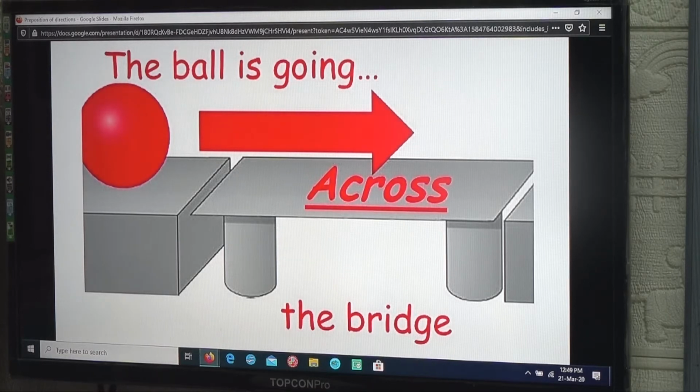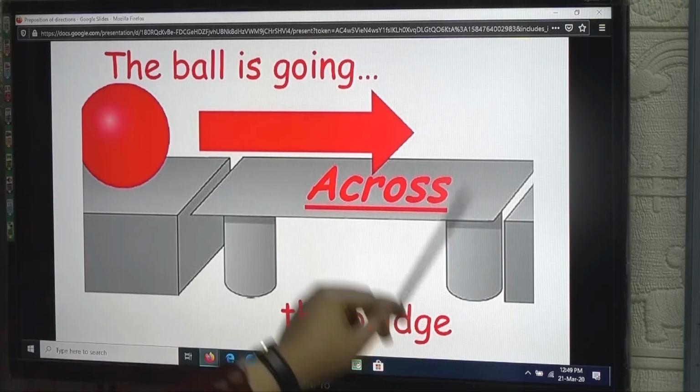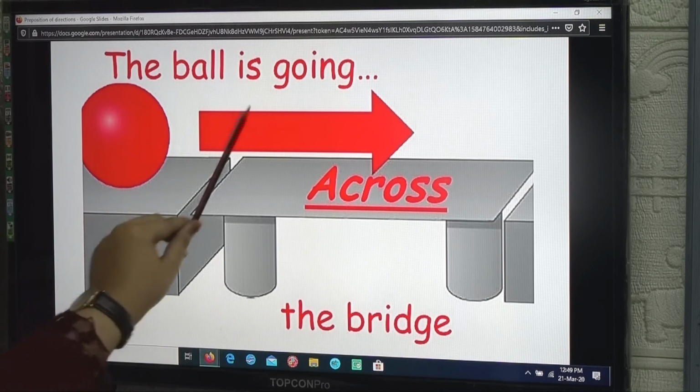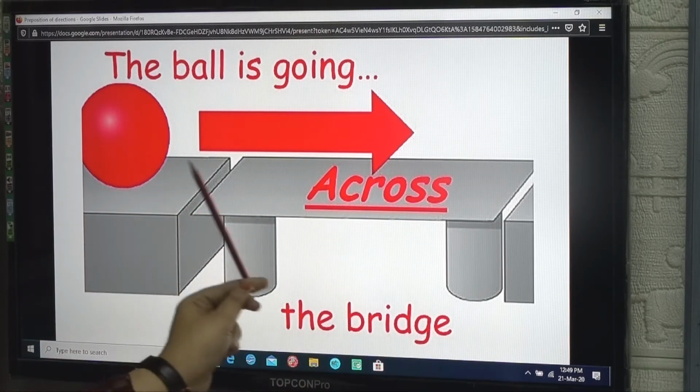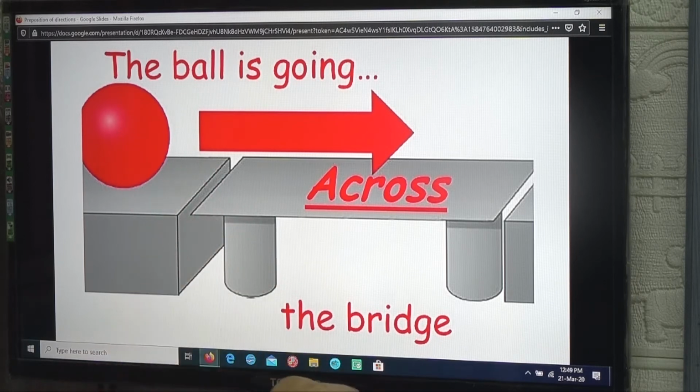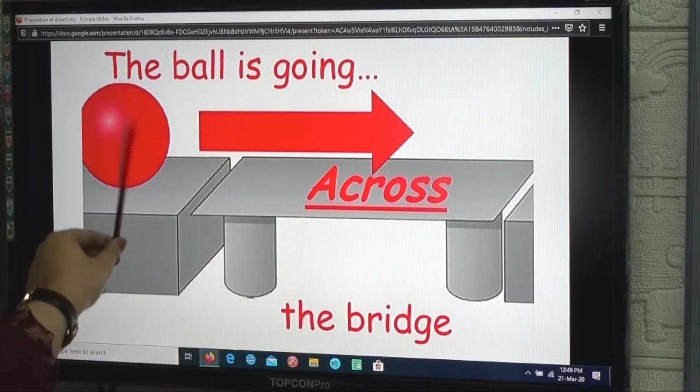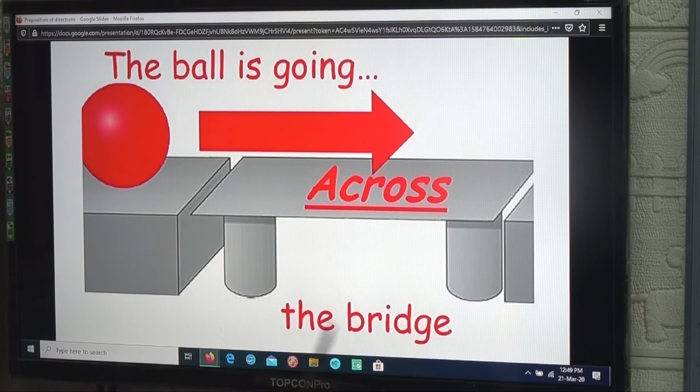the ball is going across the bridge. In simple words, across means from one side to another side. The ball is going across the bridge, because it wants to come to another side. That's why he has to go across the bridge.